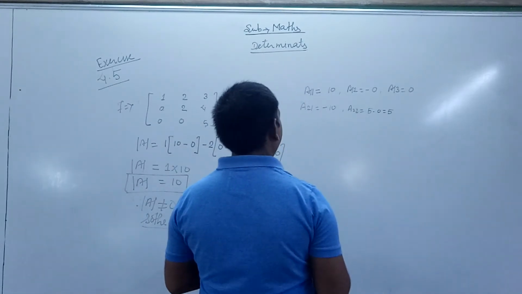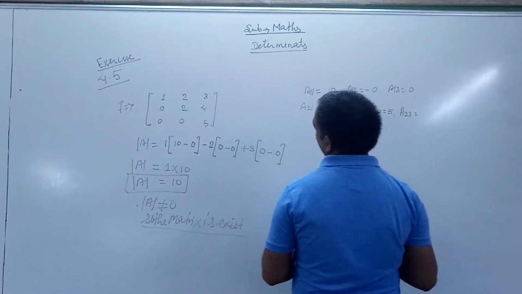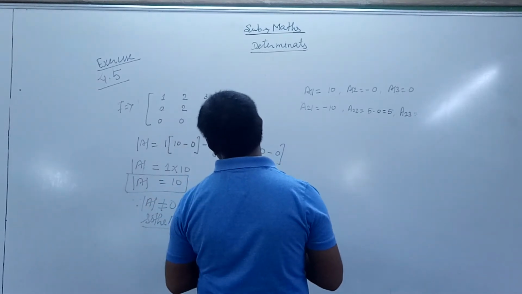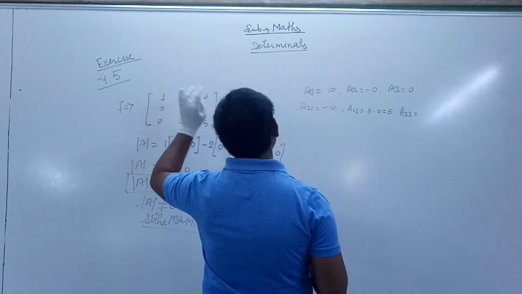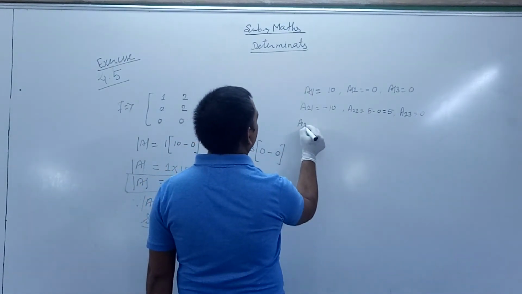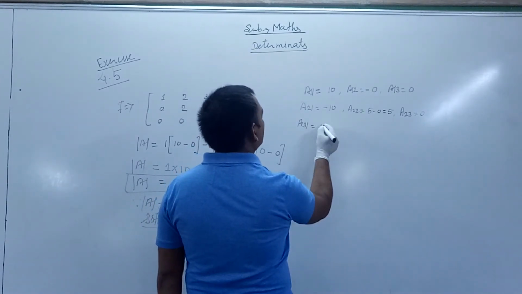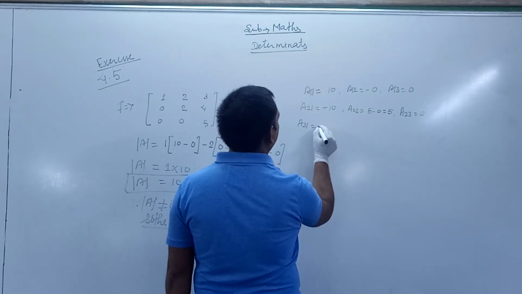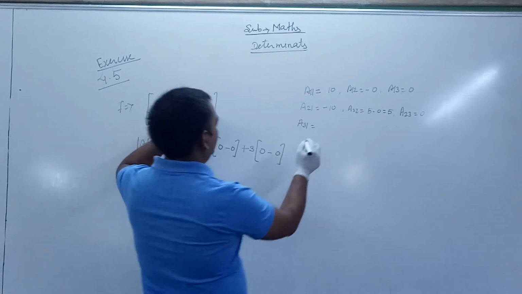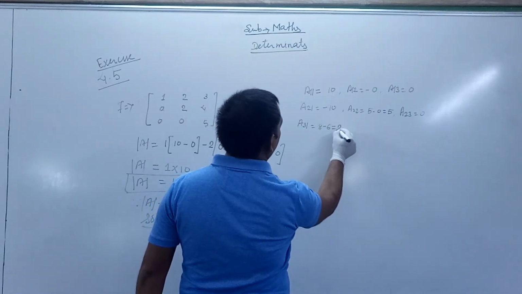Next A23: you remove the second row and third column, so 1 0s are 0 and 2 0s are 0, it is also equal to 0. After that we go to the third row. A31: 3 plus 1 is 4, so the sign is positive. You remove the third row and first column, so 2 4s are 8 minus 2 3s are 6. So that is equal to 2.